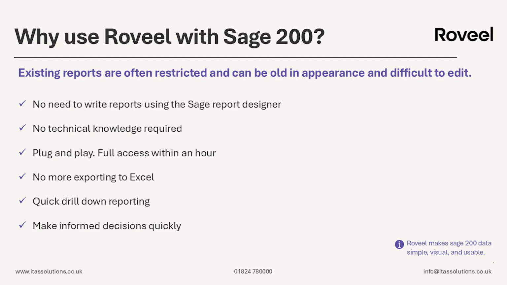Why use Roveel with Sage 200? And the same goes for other Sages as well, Sage 50 in particular. The existing reports are often restricted, and they can be old in appearance. And if you've used the Sage Report Designer, which I think I cut my teeth on many years ago, that hasn't changed, and it's difficult to do. You have to have that sort of technical knowledge to be able to understand how to do those reports. So with Roveel, there's no technical knowledge required. It's plug and play.